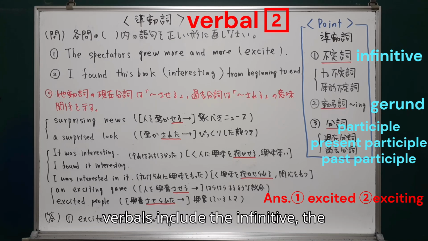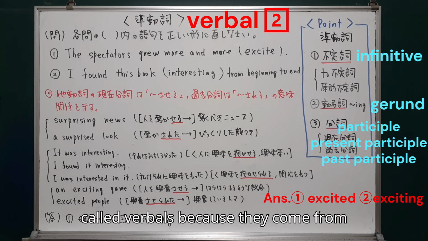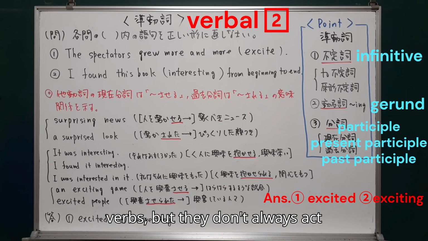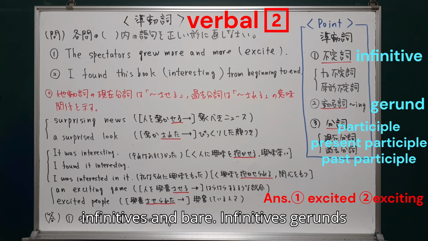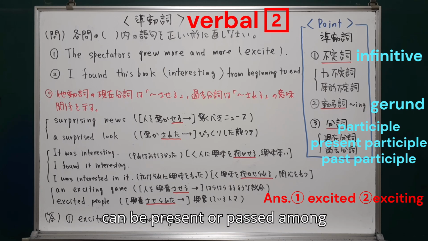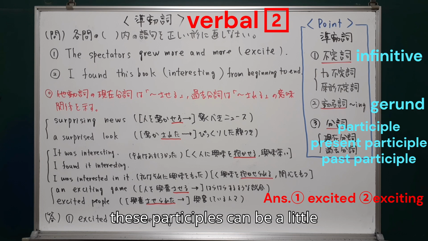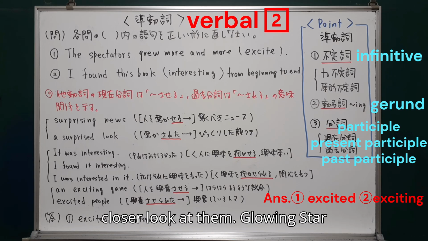Now, verbals include the infinitive, the gerund, and the participle. They're called verbals because they come from verbs, but they don't always act like verbs. Infinitives include both to infinitives and bare infinitives. Gerunds use the ing form. And participles can be present or past. Among these, participles can be a little tricky. So today we'll take a closer look at them.